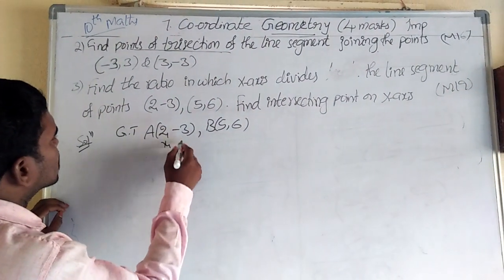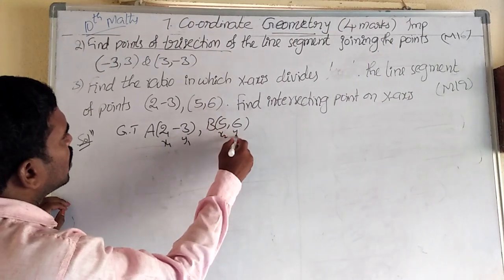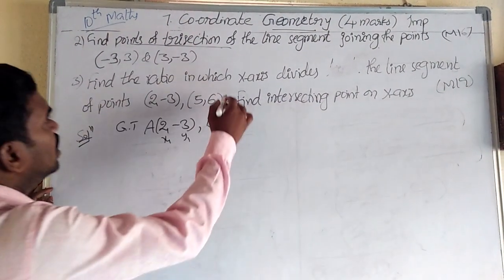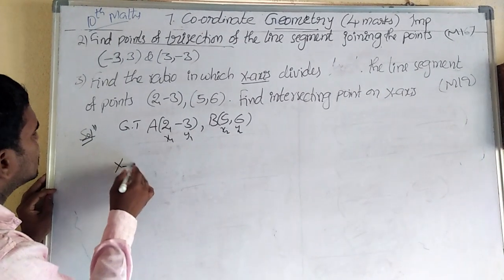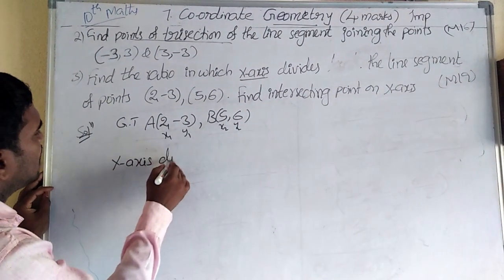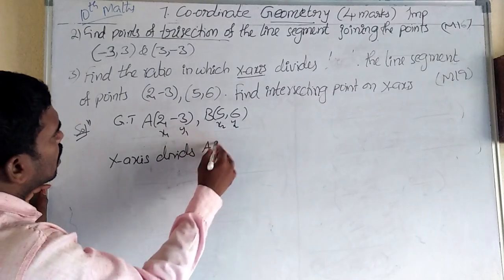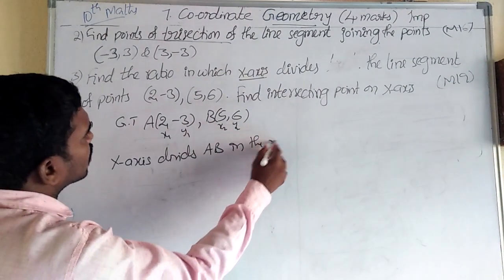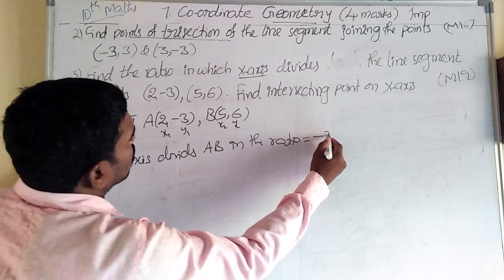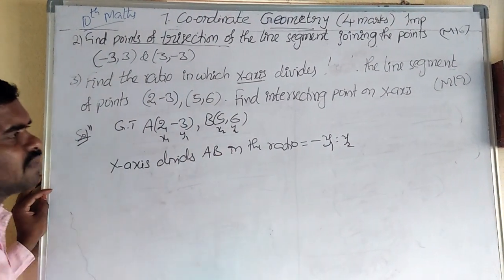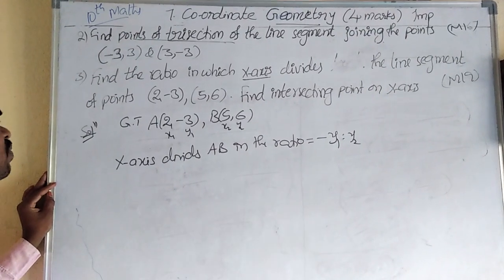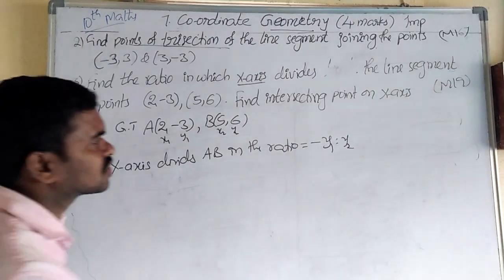Okay, first one, taking (x1, y1) and (x2, y2). Here is a small formula: the x-axis divides AB in the ratio minus y1 is to y2. This is one formula. If suppose it is the y-axis, we want minus x1 is to x2.